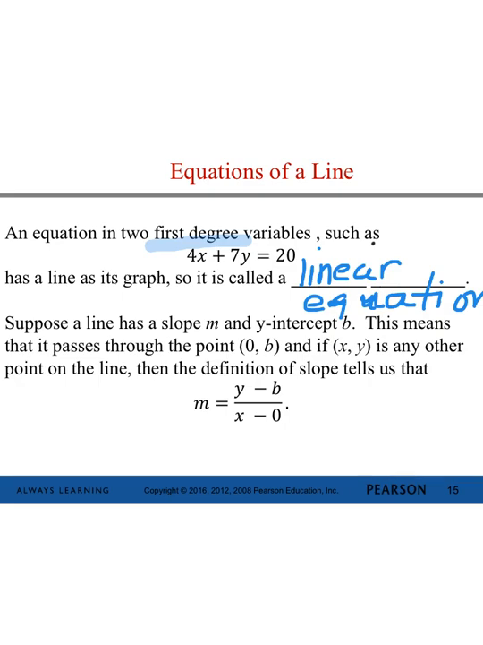So if a line has a slope of m and a y-intercept b, then what that means to us is that it passes through the point (0, b) and the point (x, y). So its slope then is (0, b) subtracted from (x, y). Now this gives us something interesting.